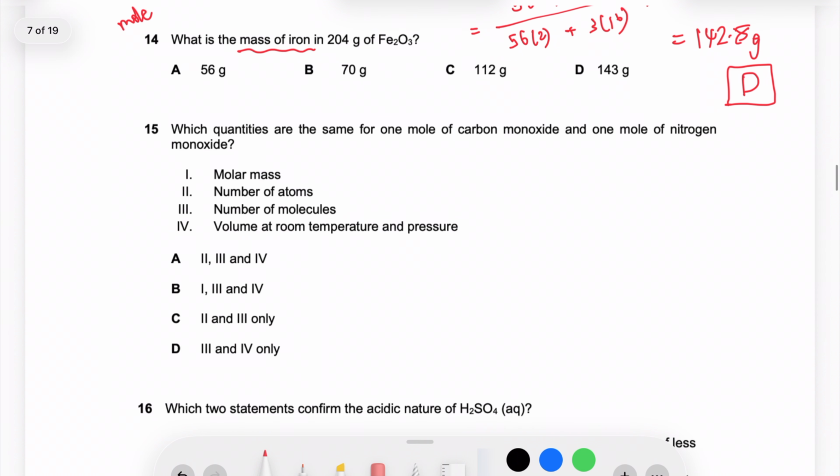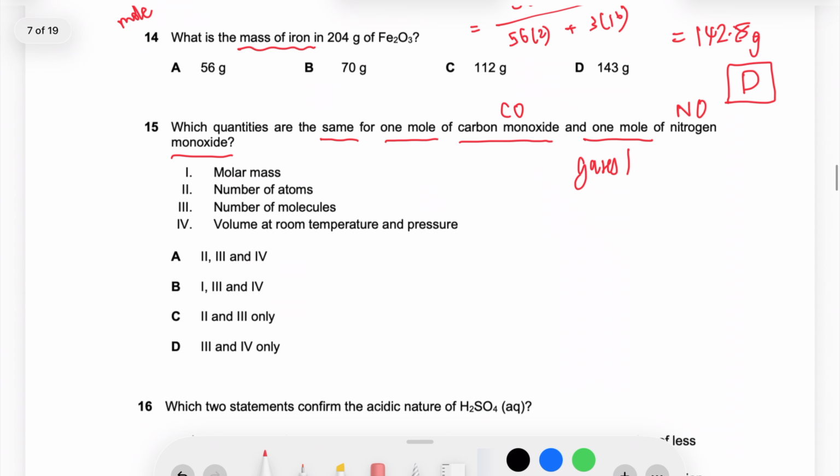Question 15. Which quantity is the same for 1 mole of CO and 1 mole of NO? So CO is 1 mole and NO is also 1 mole. Take note, both are gases. Molecular mass definitely will be different, because molecular mass is basically the Mr. CO is 12 plus 16, so it's 28. NO is 14 plus 16, which is 30. So they are different.